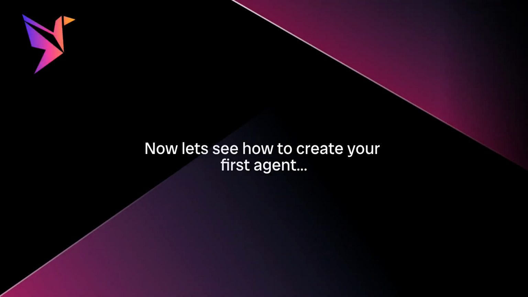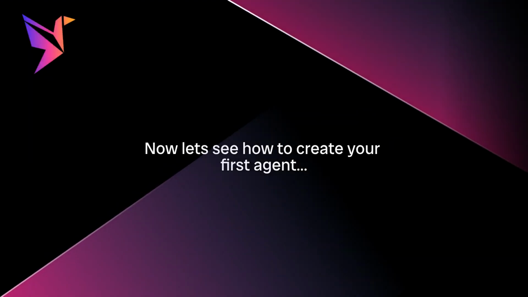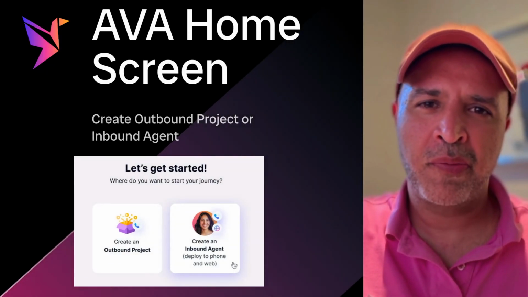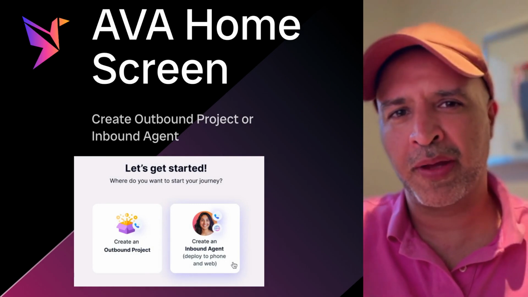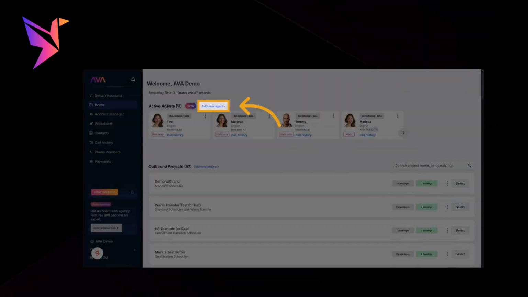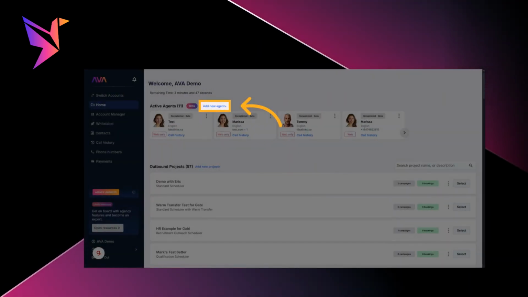Next, let's take a look at how to create an inbound agent, your 24/7 virtual receptionist for handling incoming calls, booking appointments, and supporting customers in real time. To get started, go to the AVA home screen. If it's your first time, the platform will prompt you to create either an outbound project or an inbound agent. Otherwise, click Add New Agent from the Active Agent section.